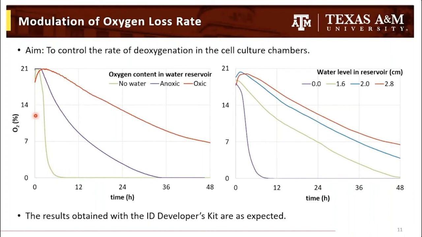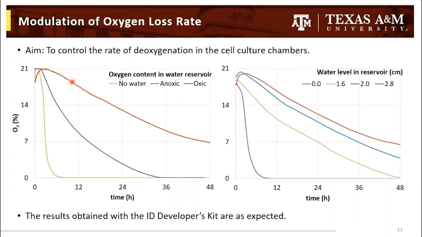If the chip is covered with anoxic water, the rate of oxygen loss is decreased. That's basically because this anoxic water is acting as a barrier for oxygen that's trying to diffuse out of the chip into the atmosphere. If the water that's covering the devices is fully oxygenated, on the other hand, the oxygen loss rate is even slower, just because this water is acting as a source of oxygen for the device.